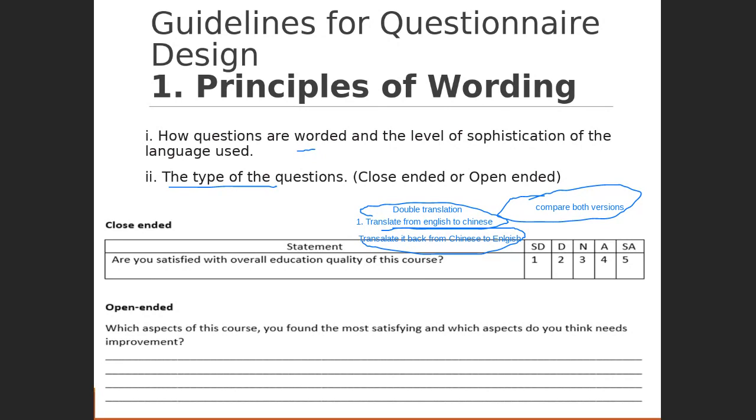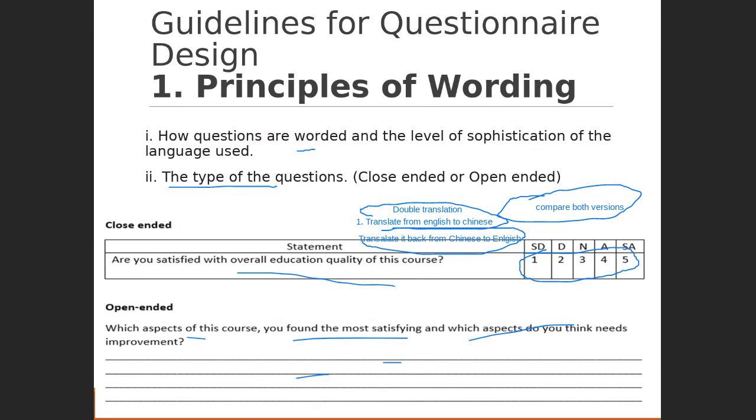Close-ended questions help the respondents to make quick decisions, to choose among the several alternatives before them. Like the question here: are you satisfied with the overall educational quality of this course? You have to choose among these 5 responses. You don't have to think much. You just have to choose one of these 5 responses. But if you are asked what aspects of this course you find more satisfying, and what aspects you think need improvement, then you need to think a lot.